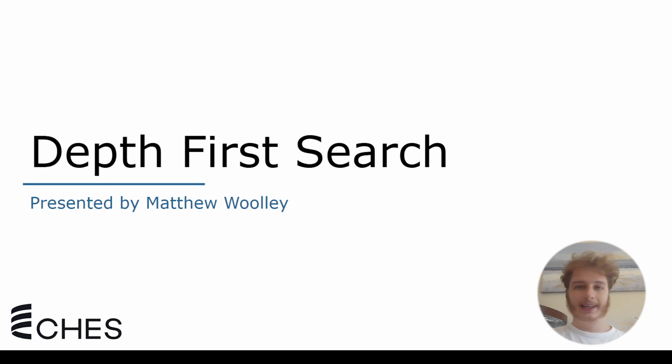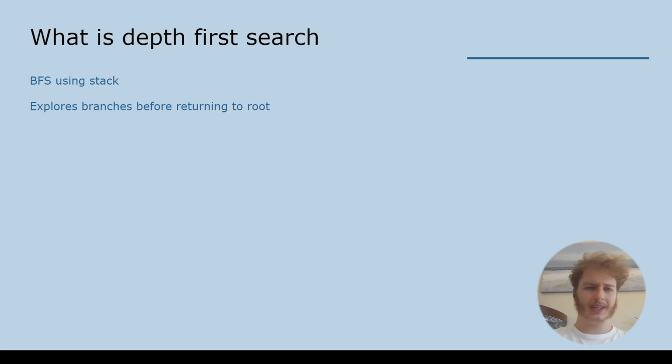Thanks for passing it back to me, and now I'll go a little bit more in depth about depth first search. So what is depth first search? Well, essentially depth first search is just breadth first search using a stack instead of a queue. This means that it's going to explore its branches and then return to the root, as opposed to checking all the adjacent children of the root node and then continuing down.